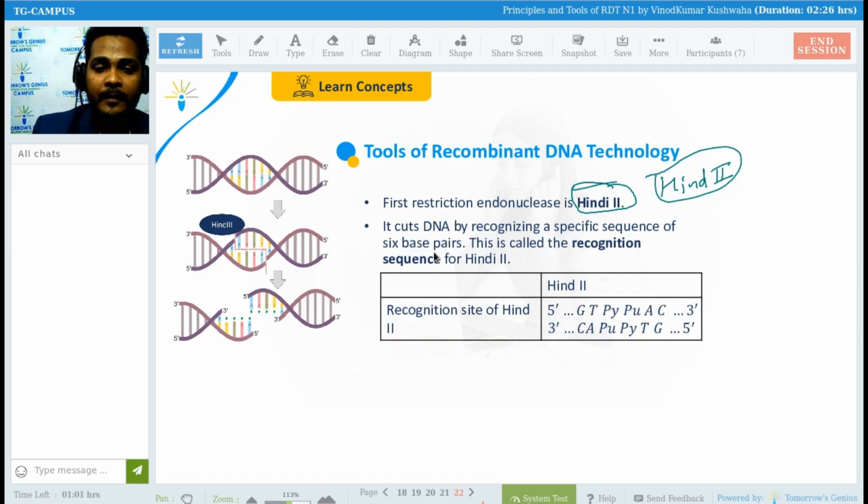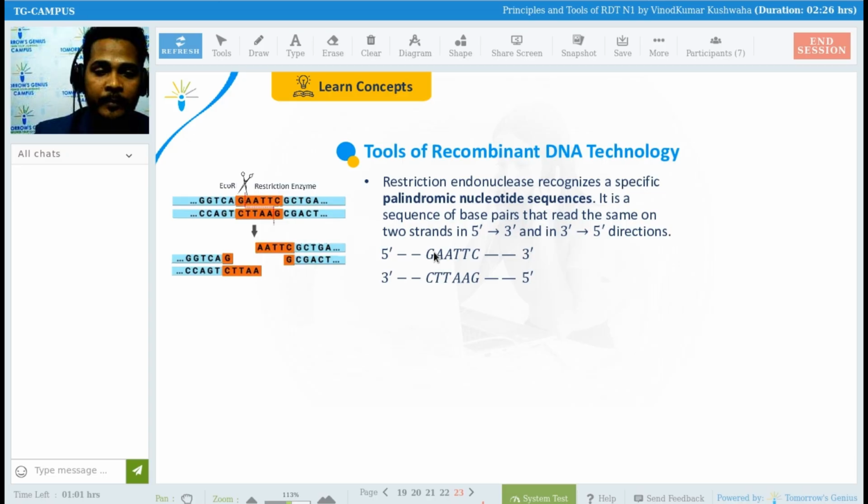So you can see here the first restriction endonuclease is Hind 2, and it cuts DNA by recognizing a specific sequence of 6 base pairs. This is called the recognition sequence for Hind 2, and you can see the restriction site in particular regions. The restriction site is 5'-GTPyPuAC-3'. This is the sequence of Hind 2. There to remember. Though it is not important, you can remember.